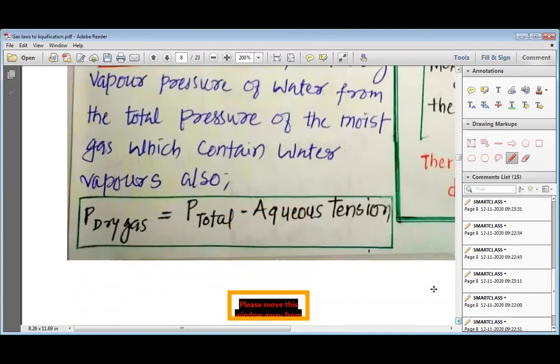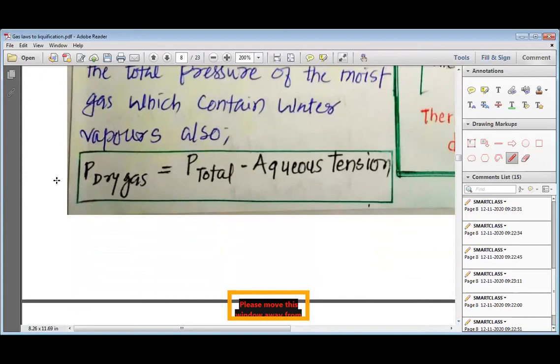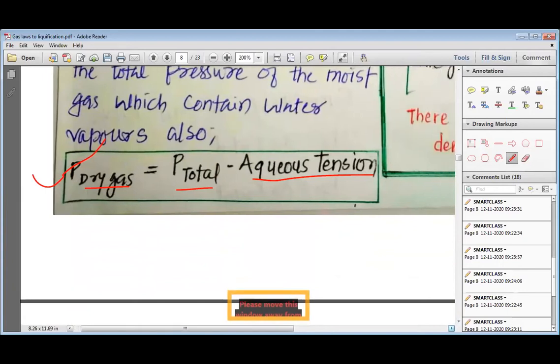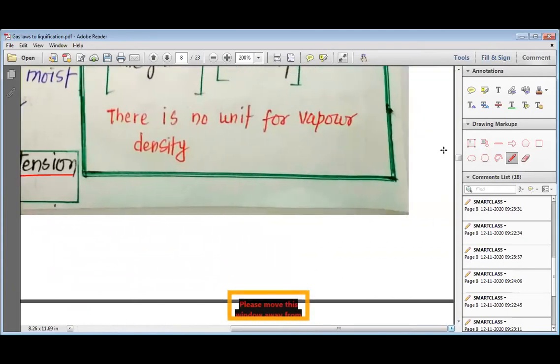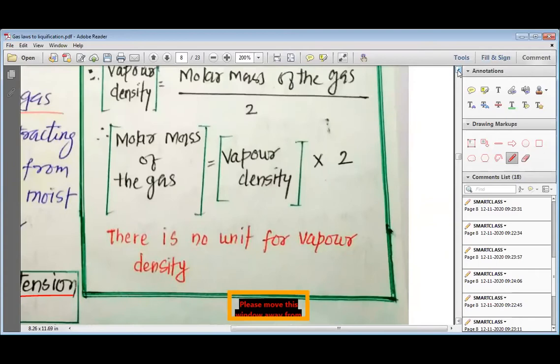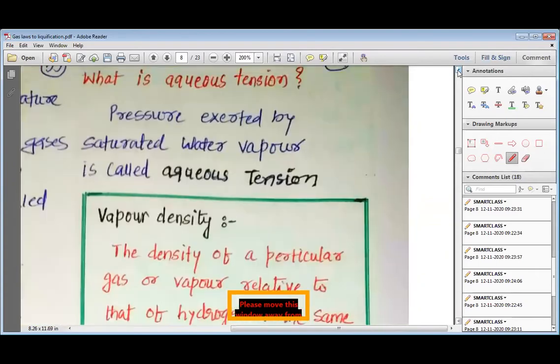So my dear students, we can write this formula. Please learn and remember this formula: the pressure of the dry gas is equal to total pressure minus aqueous tension. Please remember, total pressure minus aqueous tension is equal to the pressure of the dry gas. This is a very important equation. Please learn it and remember it for a longer time.